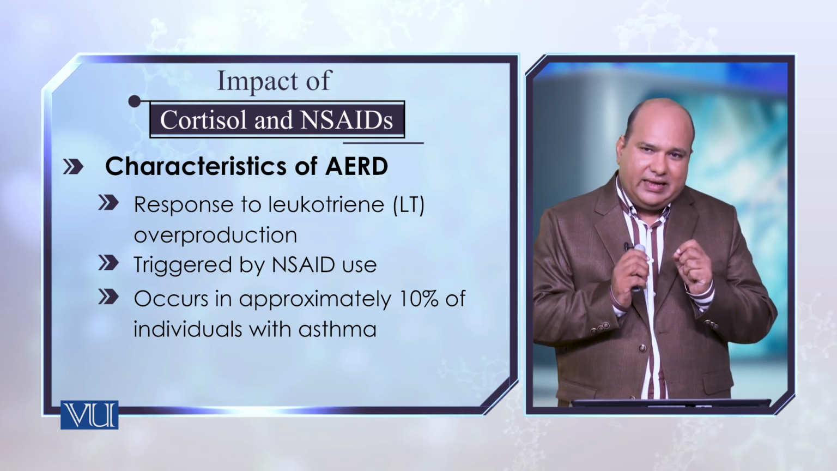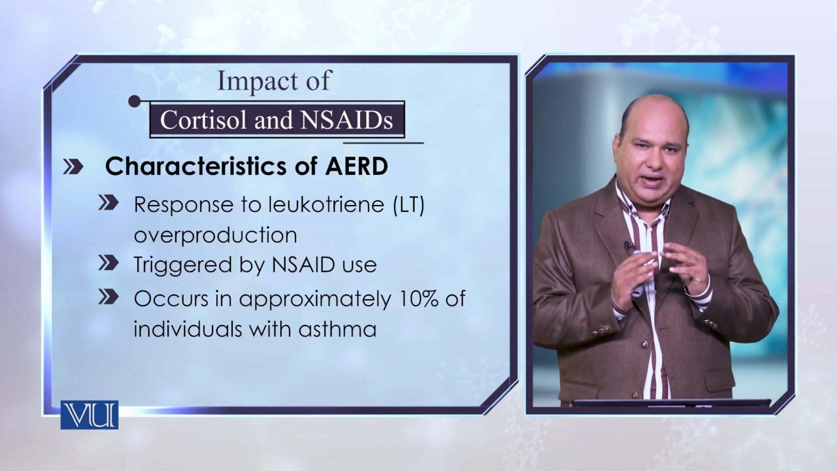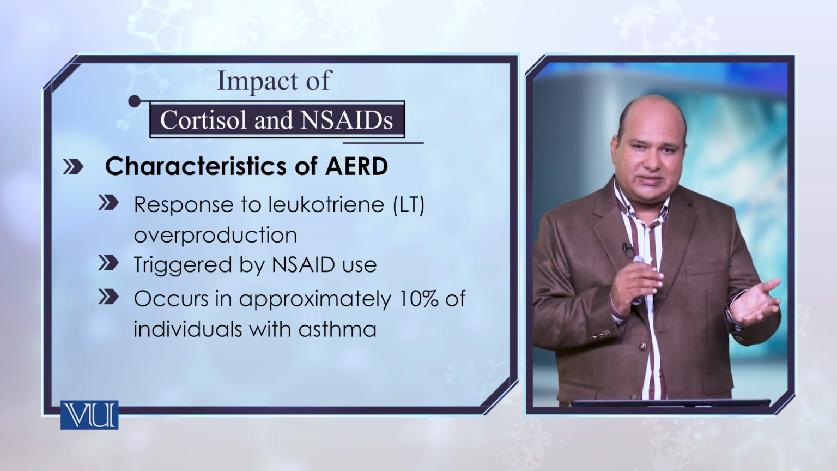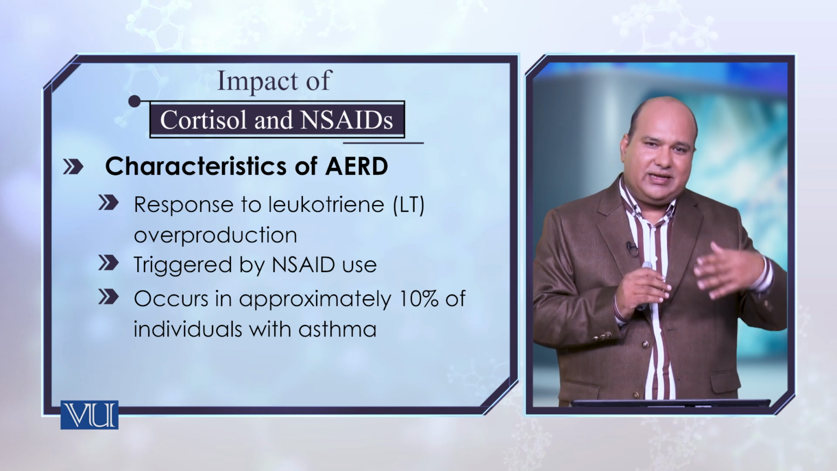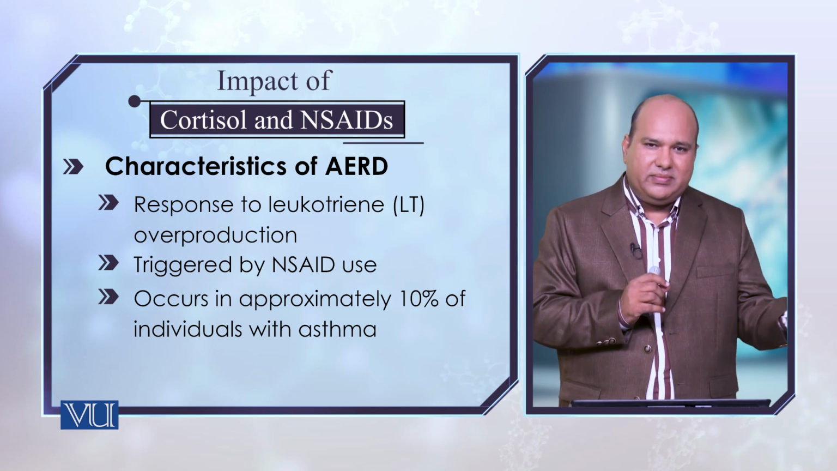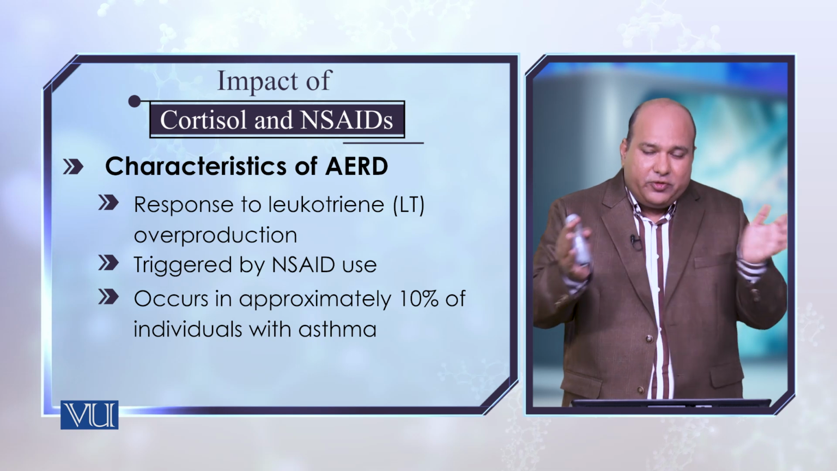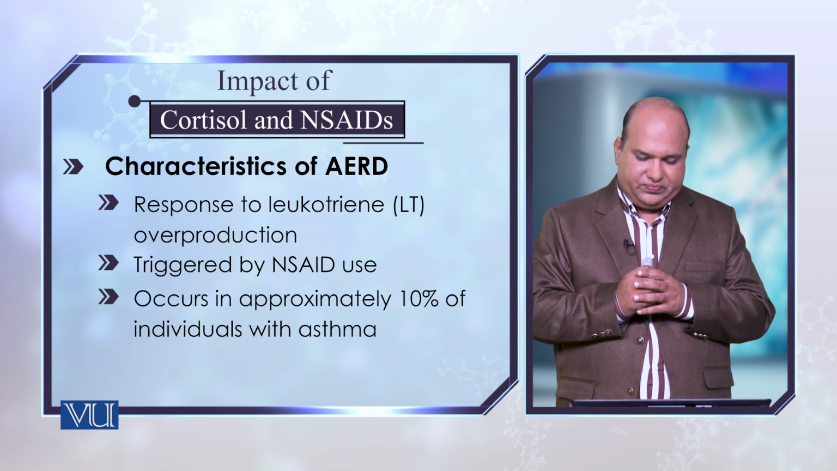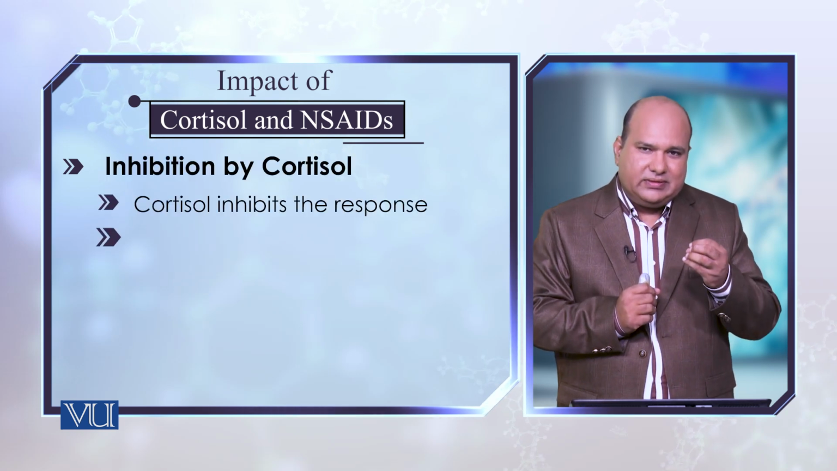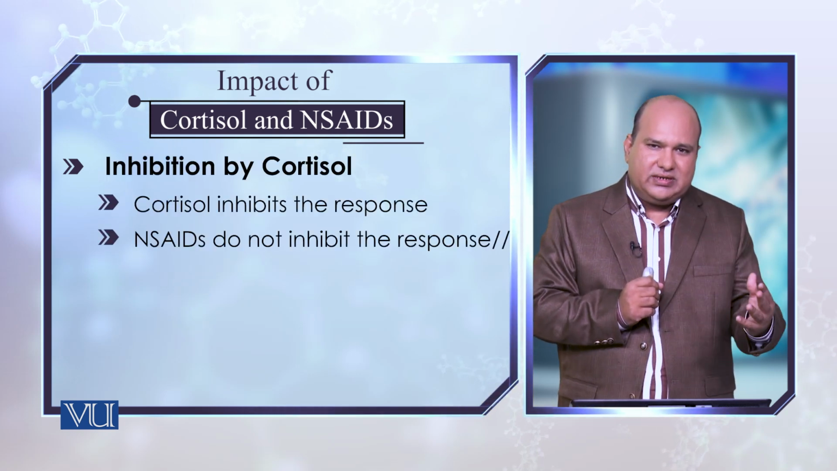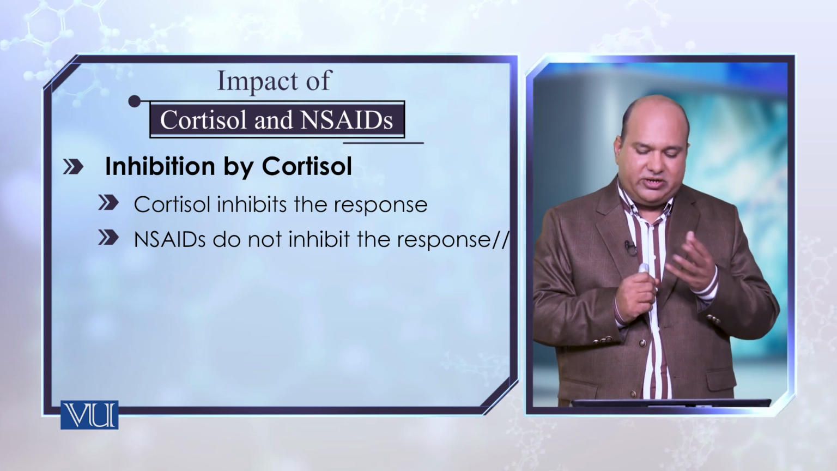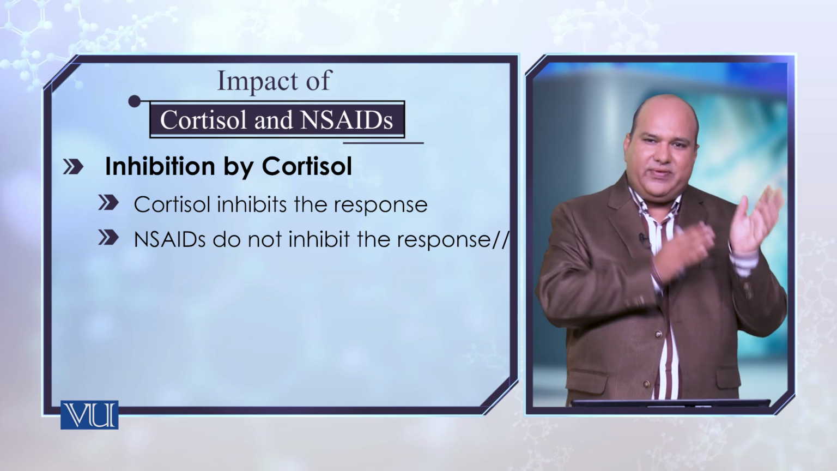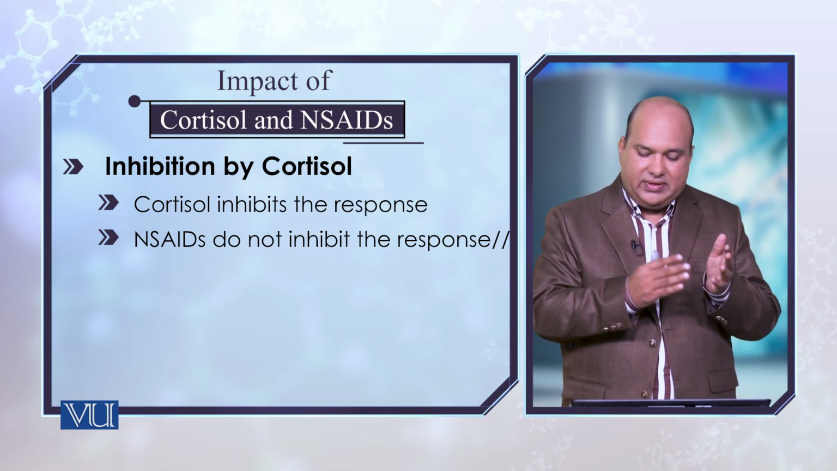This is something you have to keep in mind, that sometimes the condition can be worsened if you use drugs. It's not always that drugs solve the problem. Sometimes because of these inflammatory reactions, the condition can also be worsened. So what then is the solution? One solution in such cases is that these people are given cortisol. The cortisol then reduces the effect of this overproduction of leukotrienes.